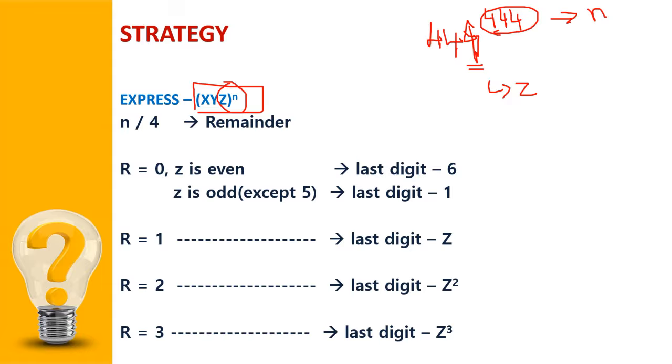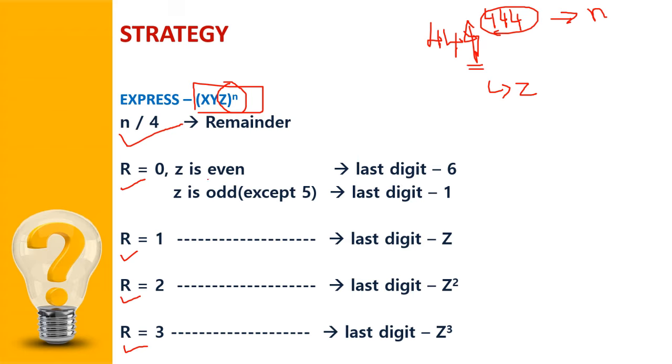The first step that you have to do is divide n by 4 to find out the remainder. Any number on dividing by 4 gives a possibility of 4 remainders. Of course, as you all know, the remainder can be 0, 1, 2 or 3. So on dividing n by 4, if you get a remainder of 0, you will have to look out for z.